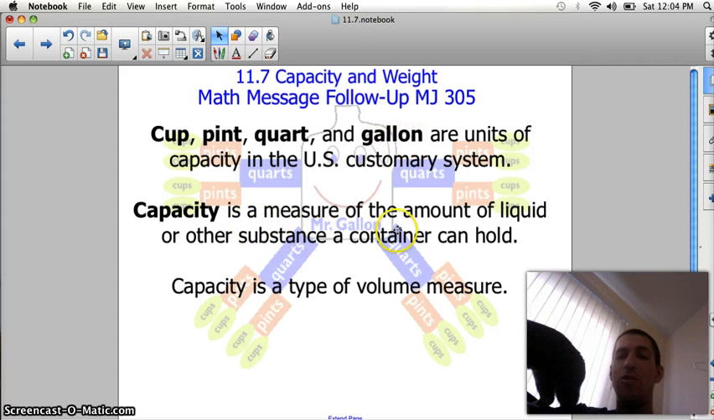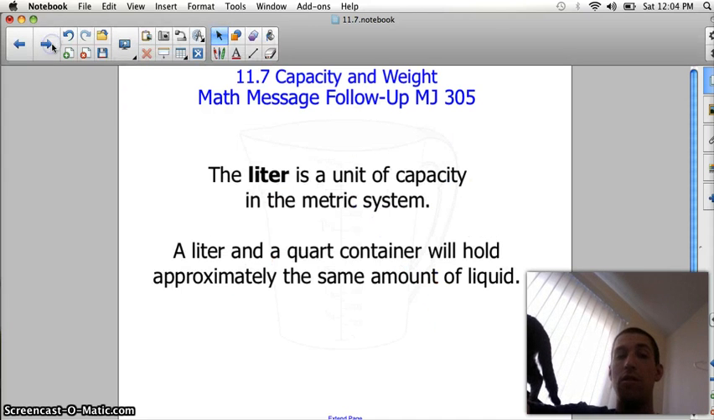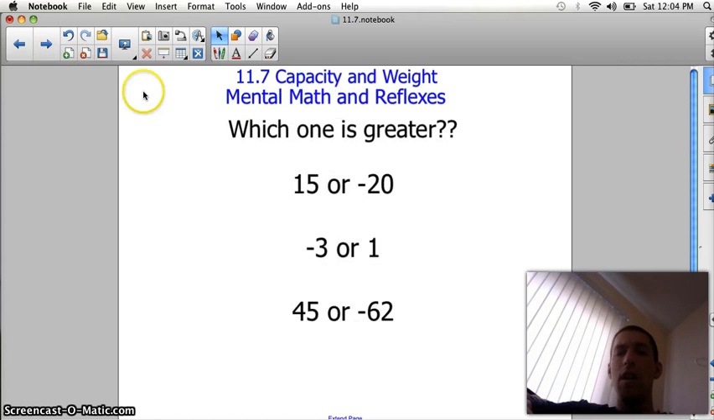So capacity is the measure of a liquid or substance that a container can hold. Capacity is a type of volume measure. But everywhere else in the world, they don't use the quarts or cups or pints or gallons. They use a liter. So the liter is the unit of capacity in the metric system. And a liter is like one of those larger water bottles you can get at the store. A liter and a quart contain approximately the same amount. So a quart and a liter is kind of close.